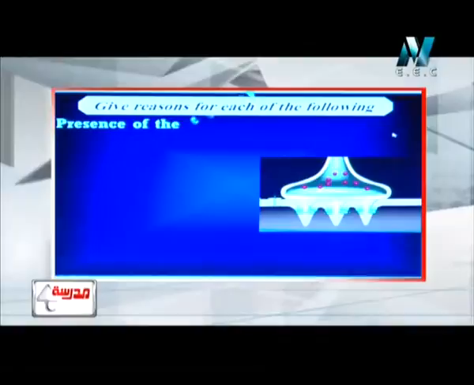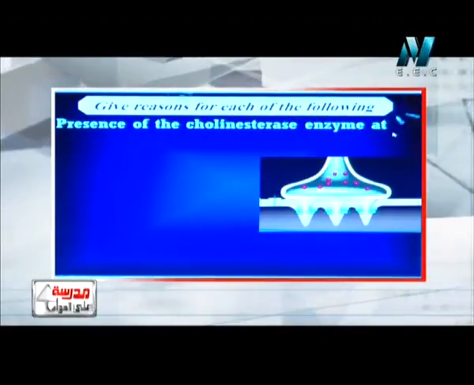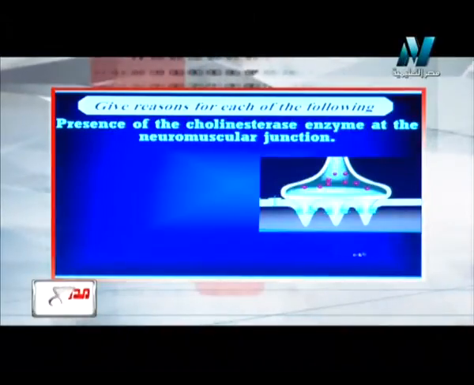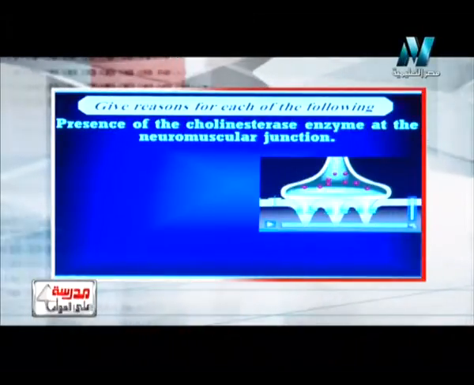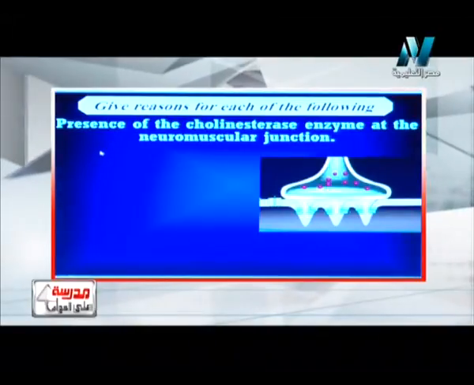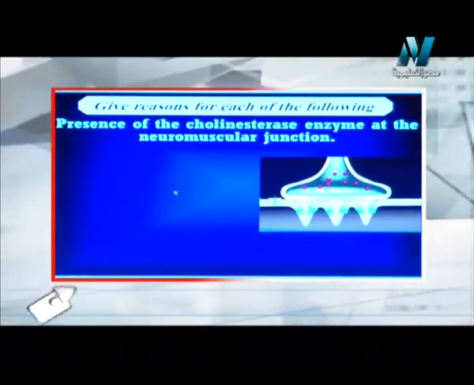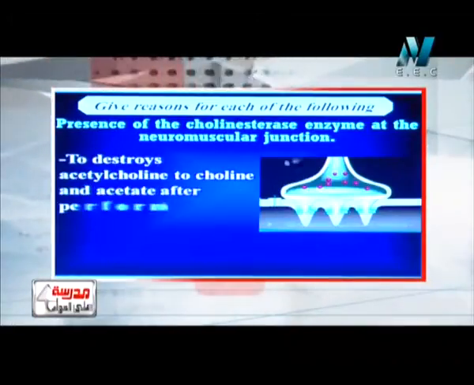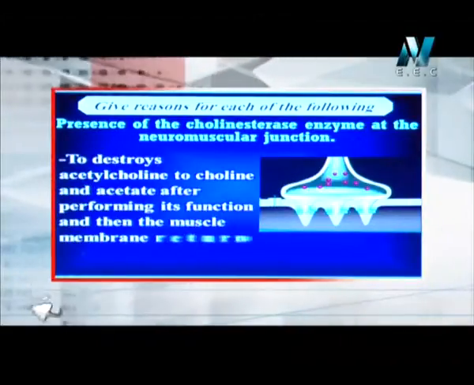This question asks about the presence of the cholinesterase enzyme at the neuromuscular junction. What's the function of the cholinesterase enzyme? The cholinesterase enzyme is the enzyme responsible for destroying the acetylcholine after performing its function.